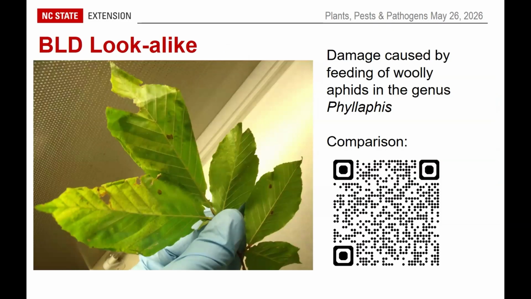Here is a picture of a look-alike. This is damage caused by the feeding of woolly aphids in the genus Phyllaphis, and we can drop the URL also in the resources page, but that's the QR code to go to a page that Ohio State did comparing these two. One of the key differences being, notice how the leaf edges are rolled down when you have feeding by the aphids. So this is very common in the state. So don't immediately panic if you see yellow banding on the leaves of your beech, but do be on the lookout.